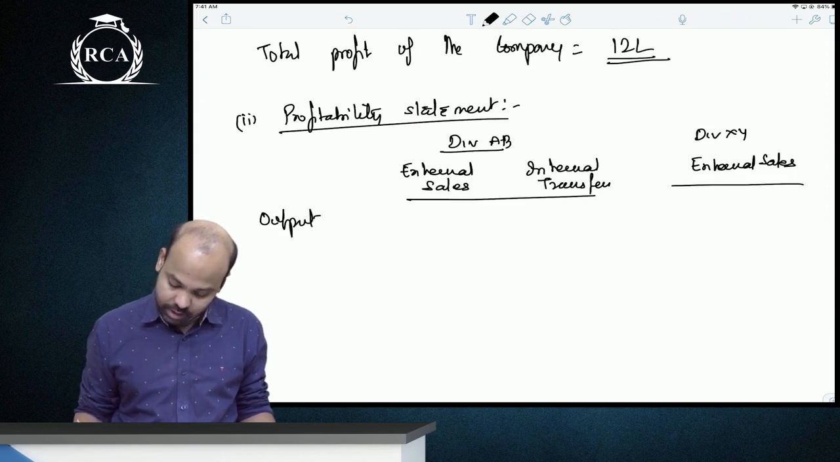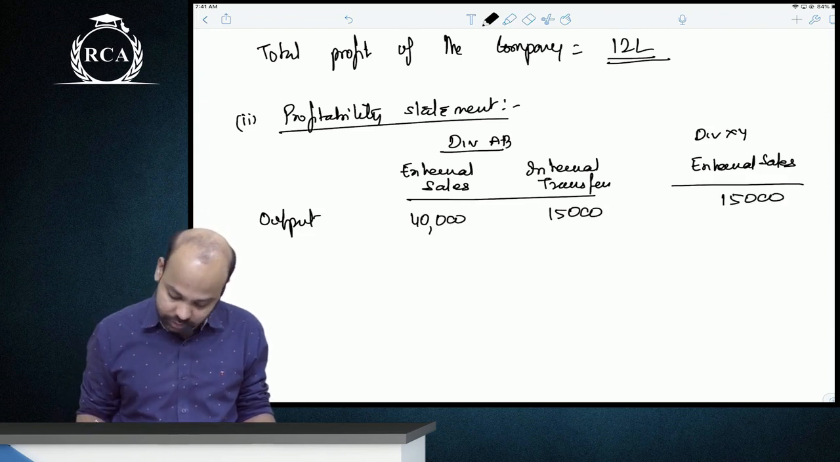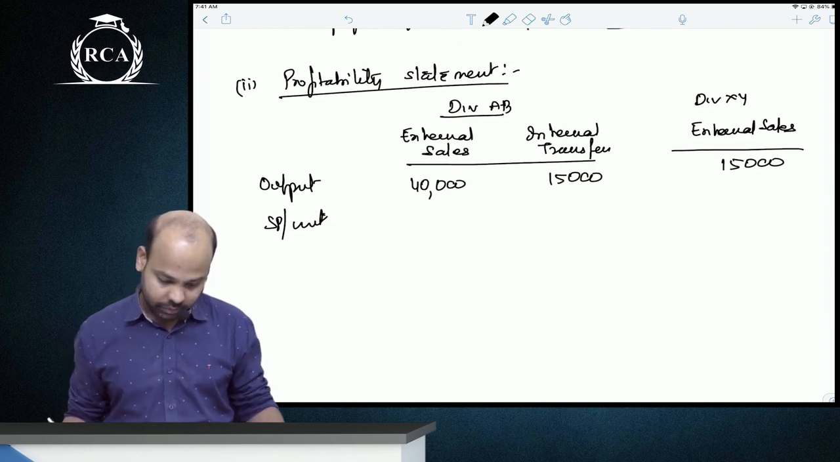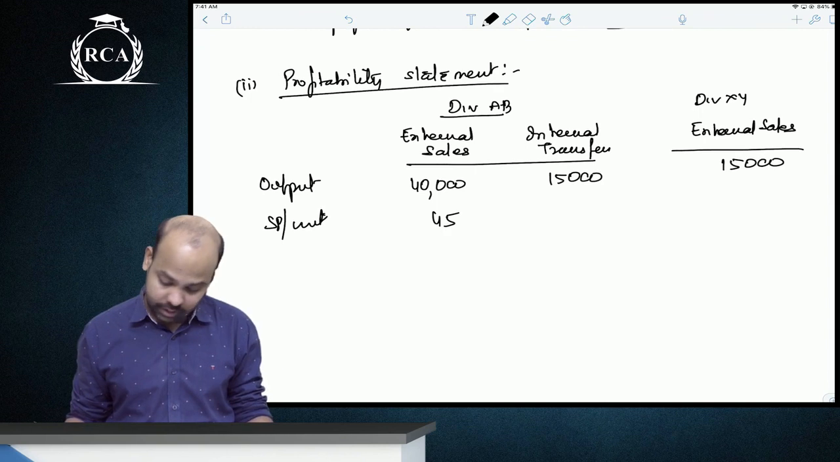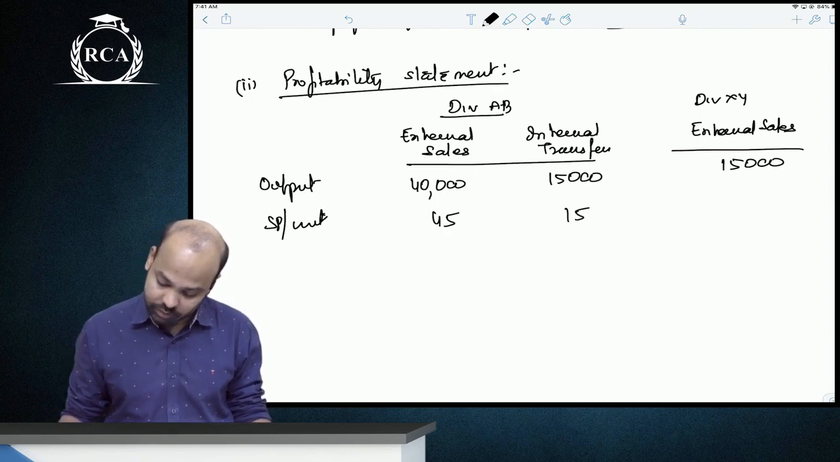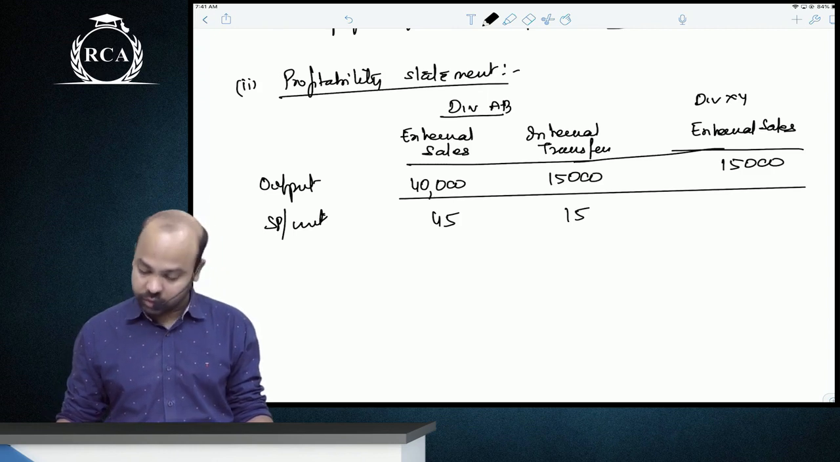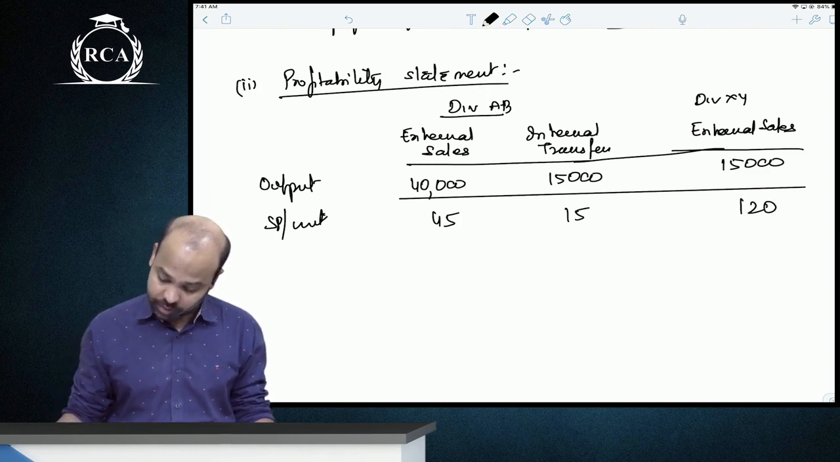The output better here is 40,000 units. Internal transfers, you can do it with me better, 15,000. External sales 15,000 units. The selling price per unit, guys, here it is 45 rupees. Here better internal transfers are 15 rupees. External sales better here will be 135, no, 120 rupees.